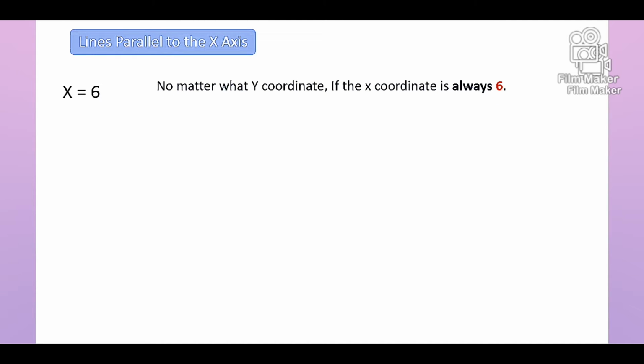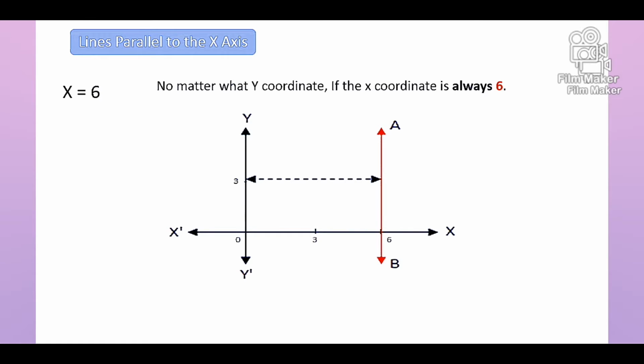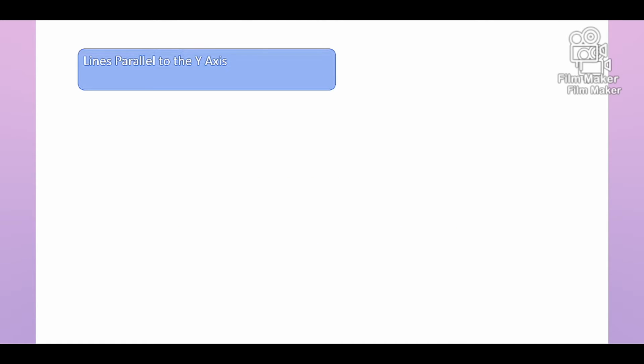Lines parallel to the y-axis. So we have an equation x equals 6. It says that no matter what the y coordinate is, the x coordinate is always 6. Now we draw it. You see the red arrow is the x coordinate here. So the x coordinate, you can see, is always 6. But what about the y coordinate? It is 3. So no matter what the y coordinate is, x has to be 6 here.